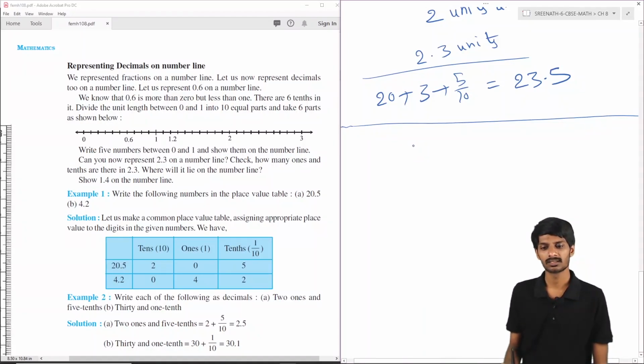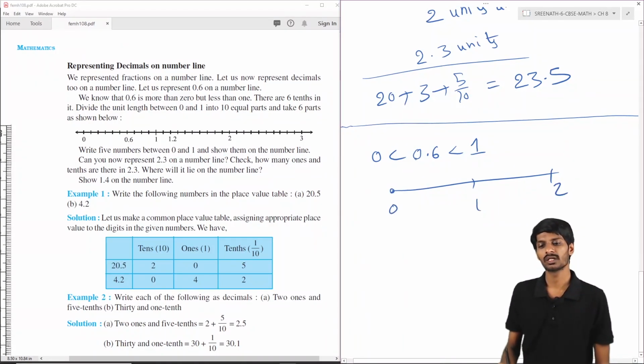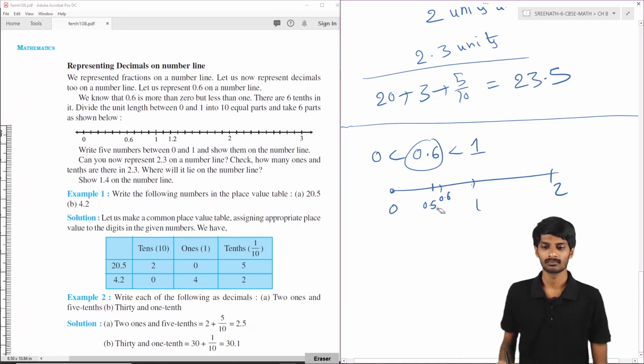So we know that if there is 0.6, it is less than 1 and greater than 0. Okay students, that is the case. So if you take the number line starting with 0, 1 and 2, then where will you represent 0.6? It is obviously in between 0 and 1. If it is 0.5, then it is the half.